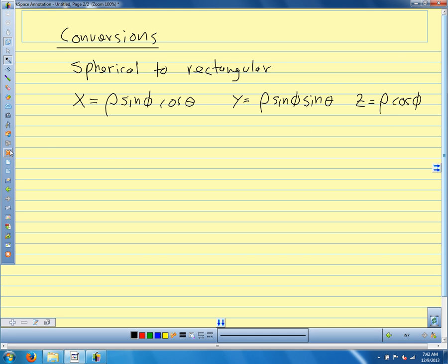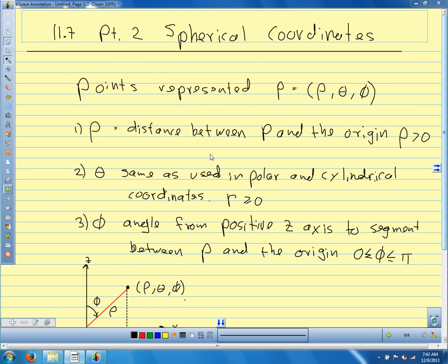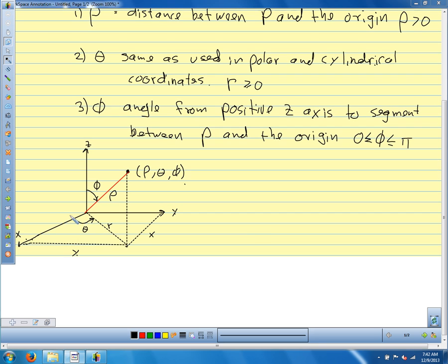And those, again, come from, I'm just going to skip back here, looking at these right triangles and finding r in terms of rho and phi. And this, I forgot to mark this, the length of that segment would be z. So there's our x and our y and our z. So it comes from looking at these right triangles, just like I said.